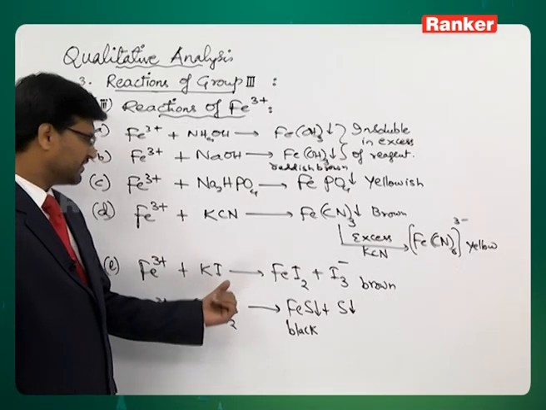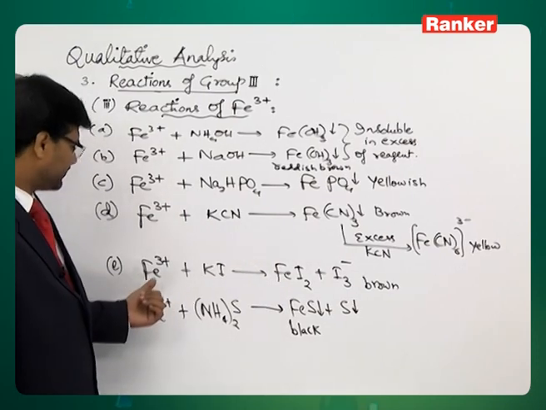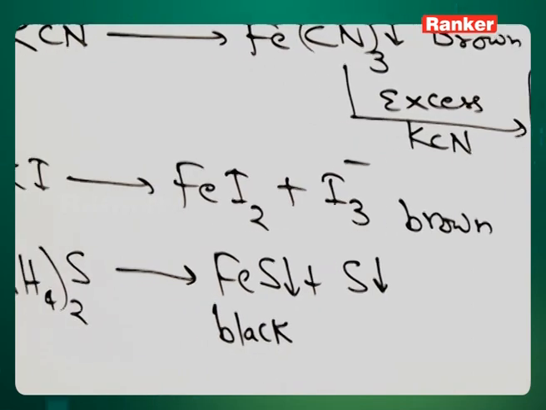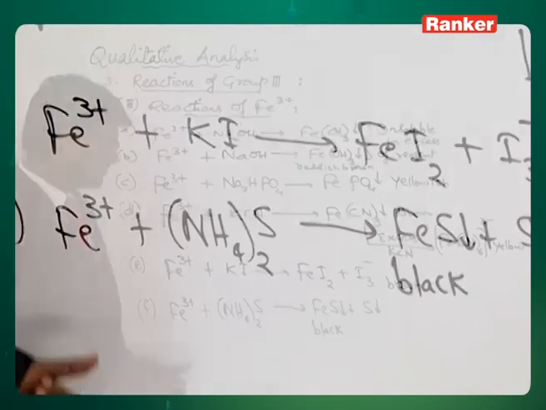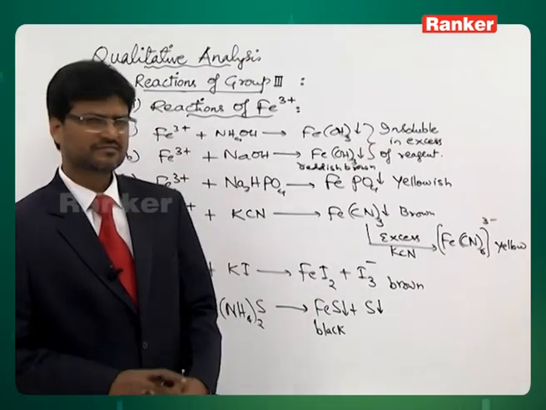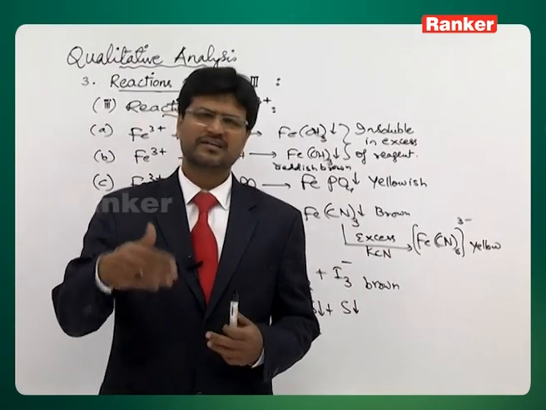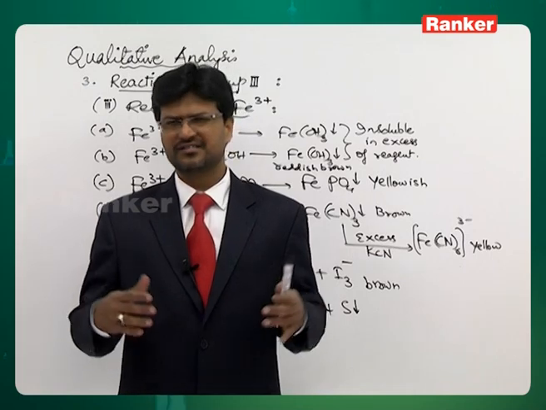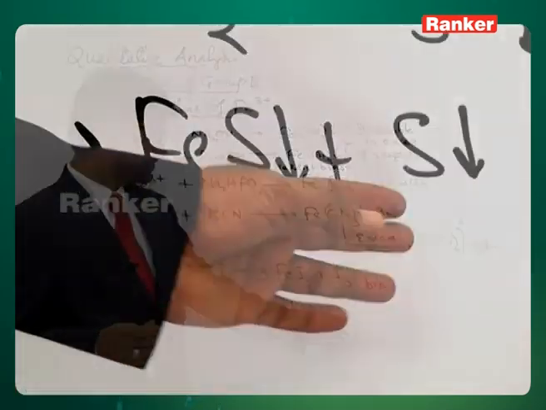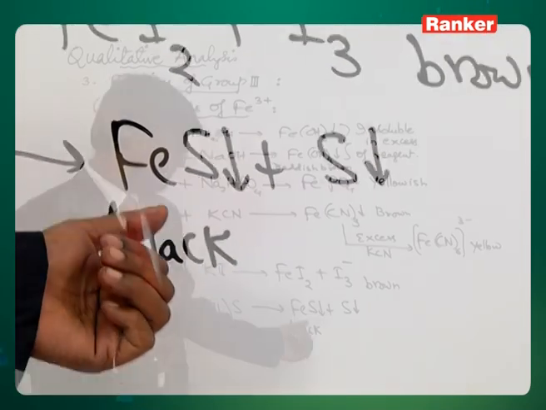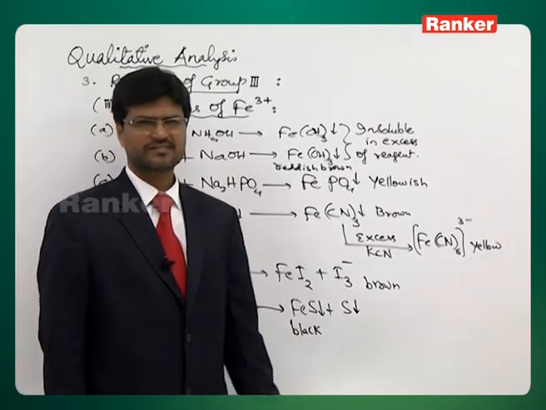On reaction with KI, a redox reaction takes place. Ferric becomes ferrous and I3- is formed, which gives brown coloration to the solution. And with ammonium sulfide, ferric is reduced to ferrous sulfide and sulfur is formed. The color of ferrous sulfide is black, that dominates, and the sulfur is anyhow a yellowish substance, but the black will dominate and the solution appears black.